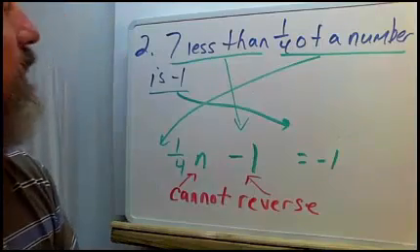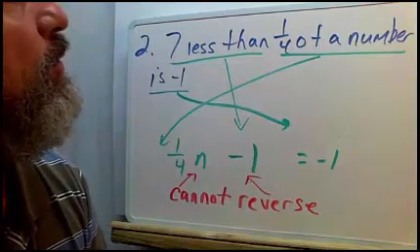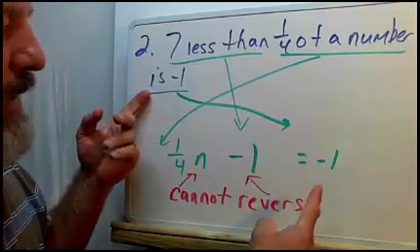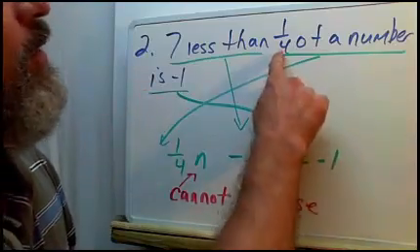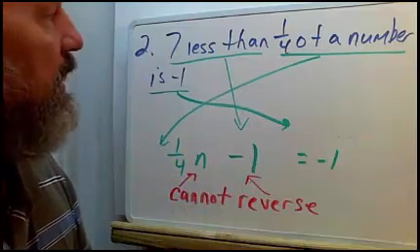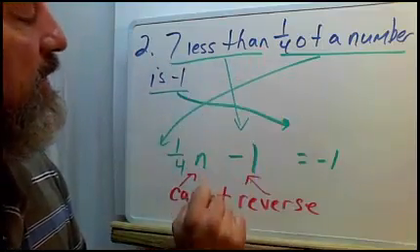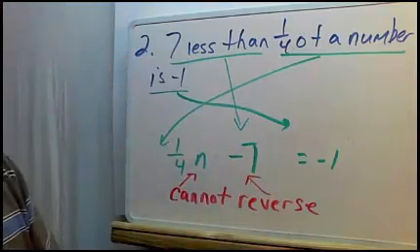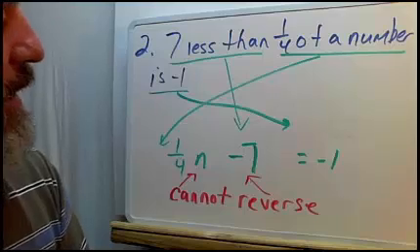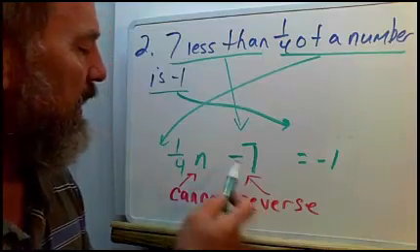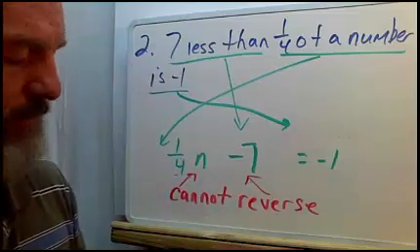Okay. Problem number 2, we have 7 less than 1/4 of a number is -1, is -1 right here. 1/4 of a number is 1/4 times n, and 7 less than that would, of course, be -7. Okay, so we have 1/4 n minus 7 equals -1. In this case, we cannot reverse these two.